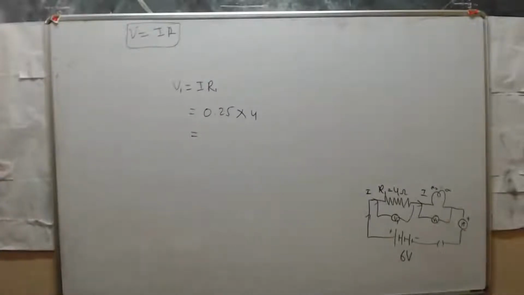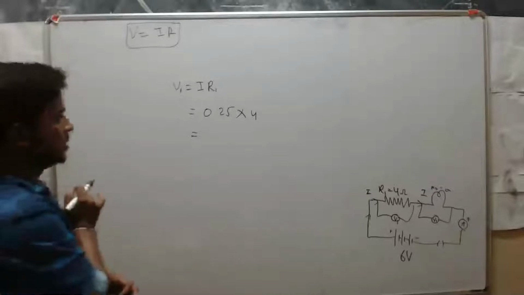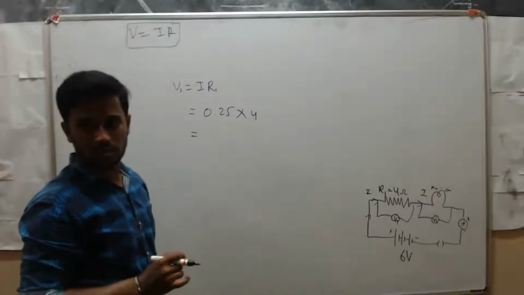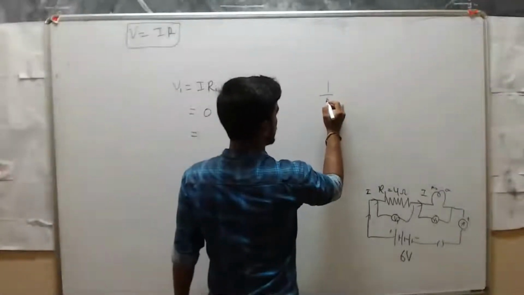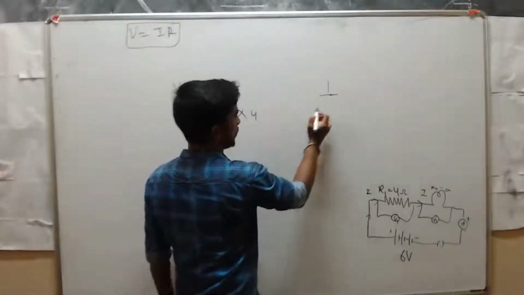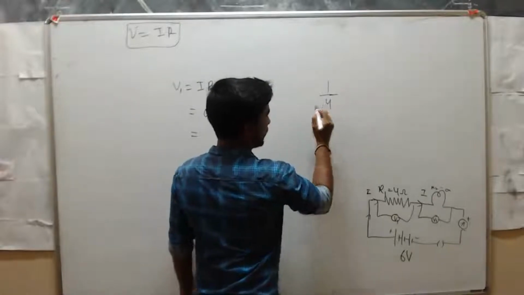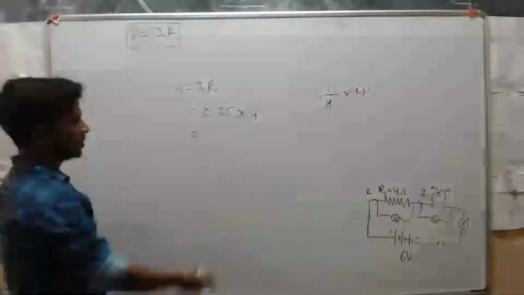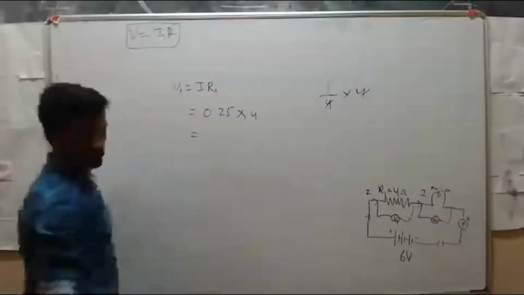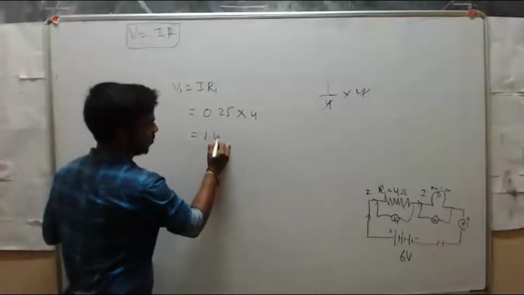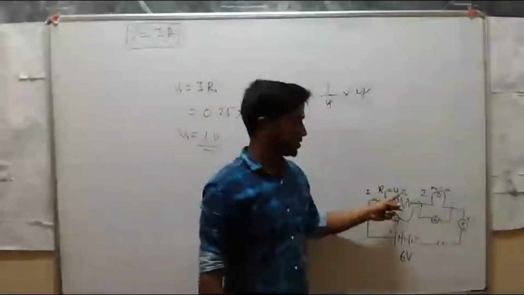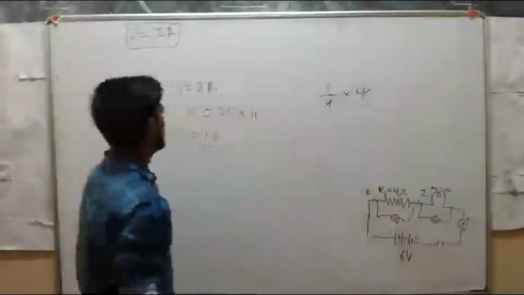0.25 into 4. Okay? Quick. Here, no need to multiply 0.25 into 4. See, just use 0.25. What is the answer? See, we can write 0.25 like this, right? 1 by 4 into 4. 4 cancels. Remaining is 1. No need to multiply 0.25 into 4. Okay? So answer is 1 volt. So voltage across R1 or across the conductor is V1.